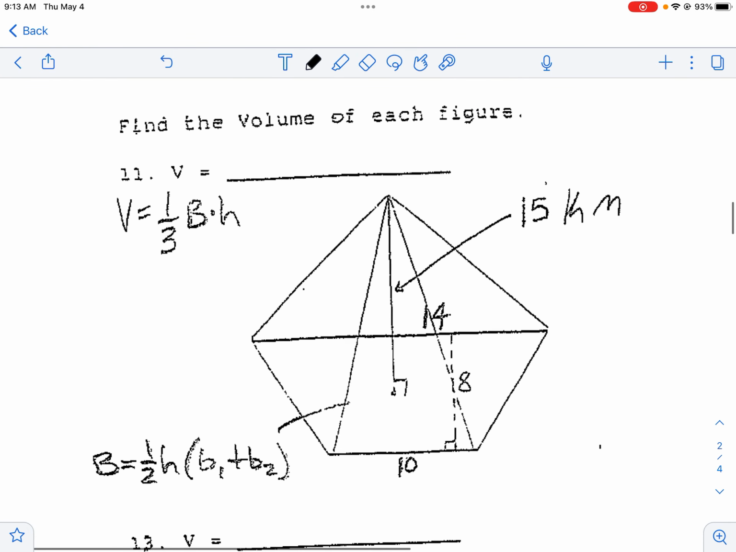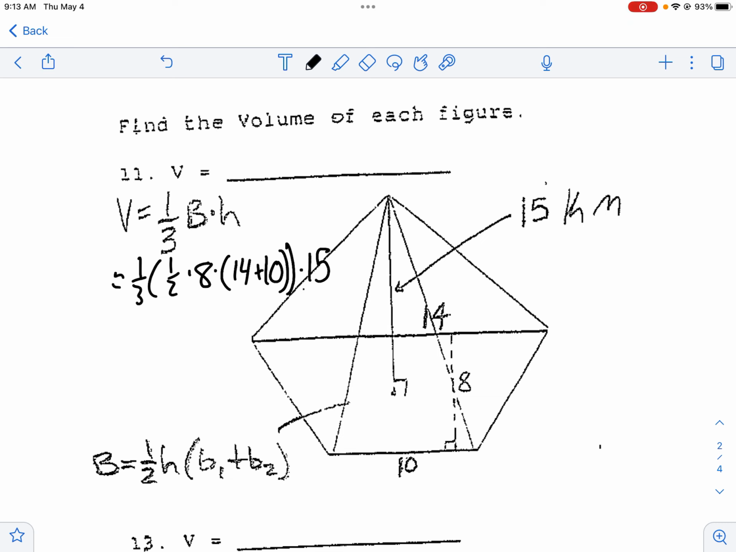Volume of each figure. This is a trapezoidal pyramid, excuse me. So 1/3, the area of the base is going to be 1/2 times the height, which is 8, times adding the bases, 14 plus 10. Multiply that whole thing by the height, which is 15.